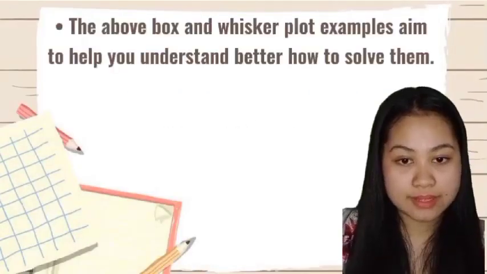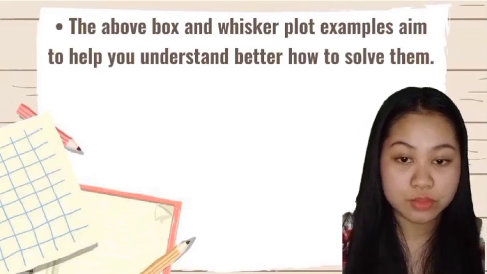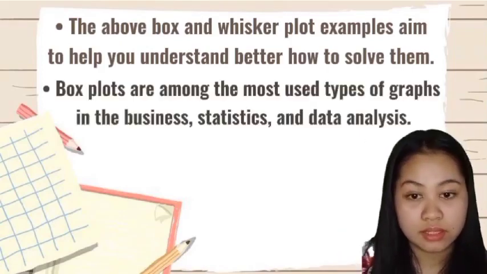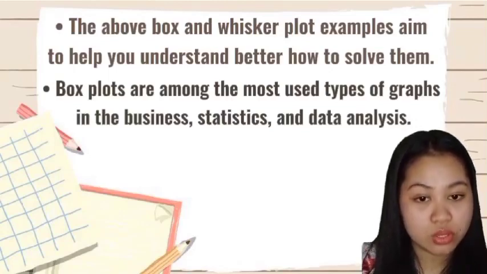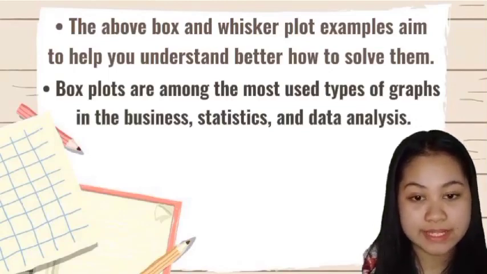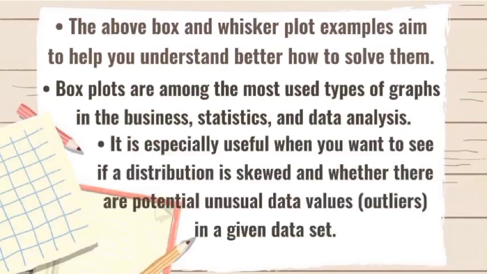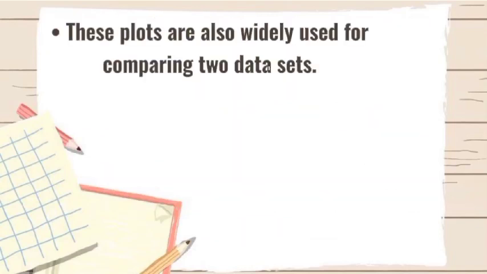The above box and whisker plot examples aim to help you understand better how to solve them. Box plots are among the most used types of graphs in business, statistics, and data analysis. They are especially useful when you want to see if a distribution is skewed and whether there are potential unusual data values in a given data set. These plots are also widely used for comparing two data sets.